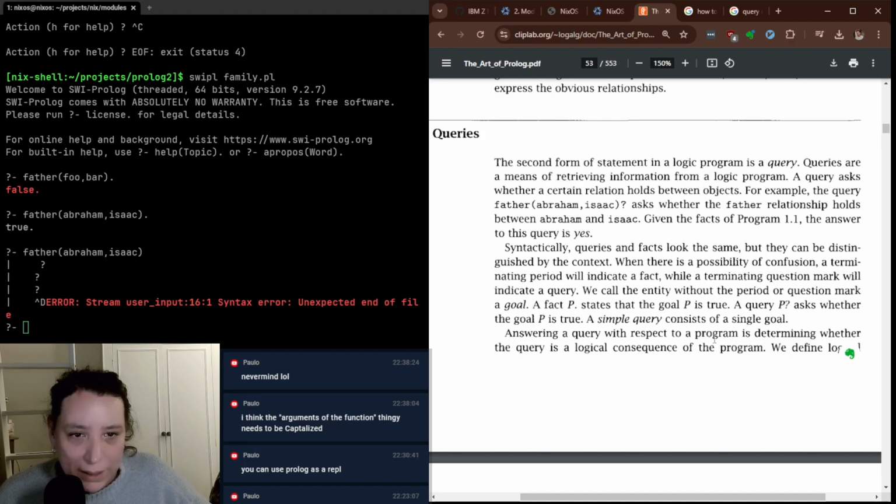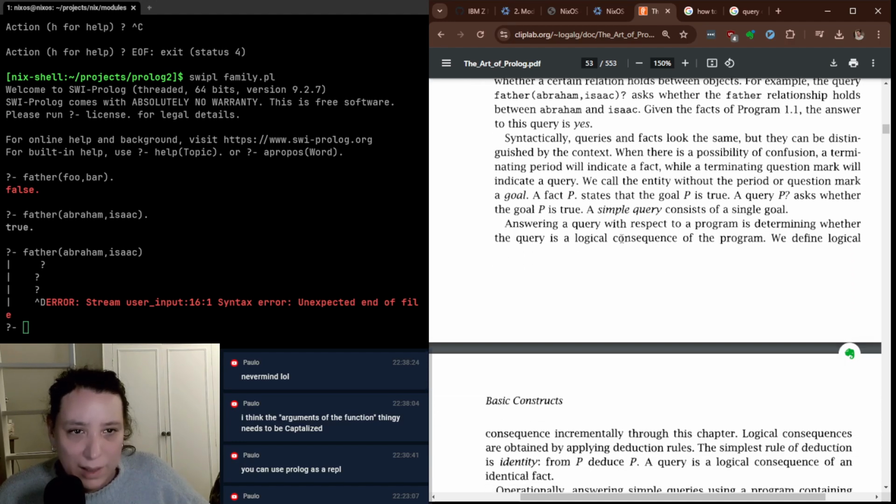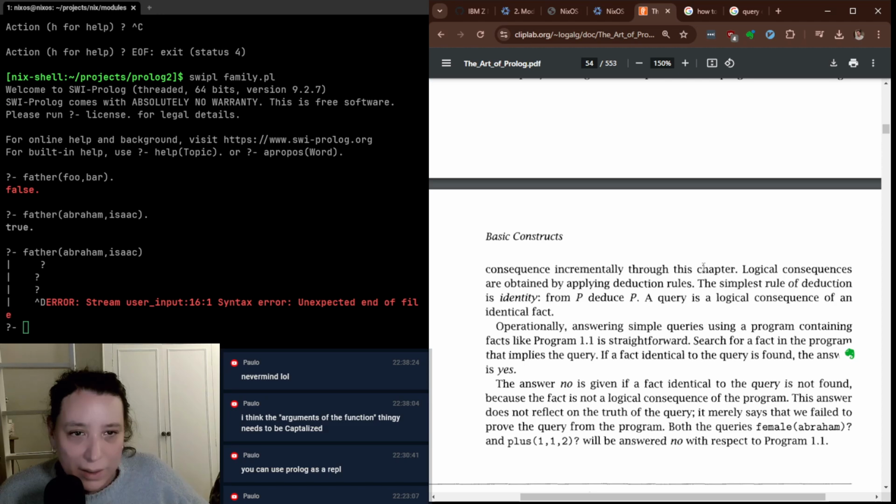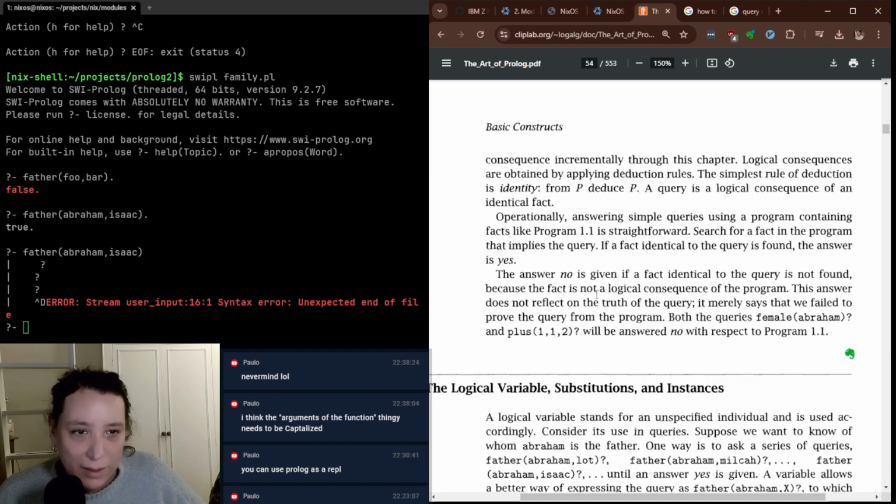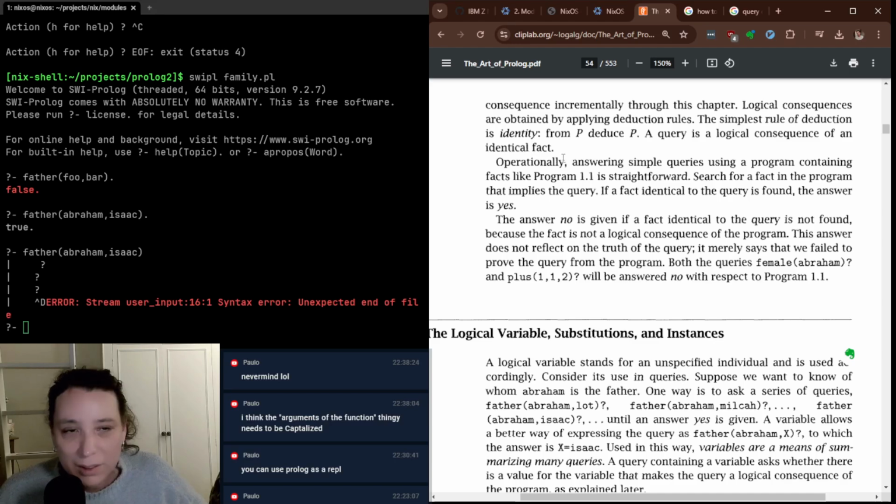Answering a query with respect to a program is determining whether the query is a logical consequence of the program. We define logical consequence incrementally through this chapter. Logical consequences are obtained by applying deduction rules. The simplest rule of deduction is identity. From P deduce P. A query is a logical consequence of an identical fact. So it's just like if you say X is a dog, and you just say, hey, is X a dog? It doesn't need to look anything up. It just is.